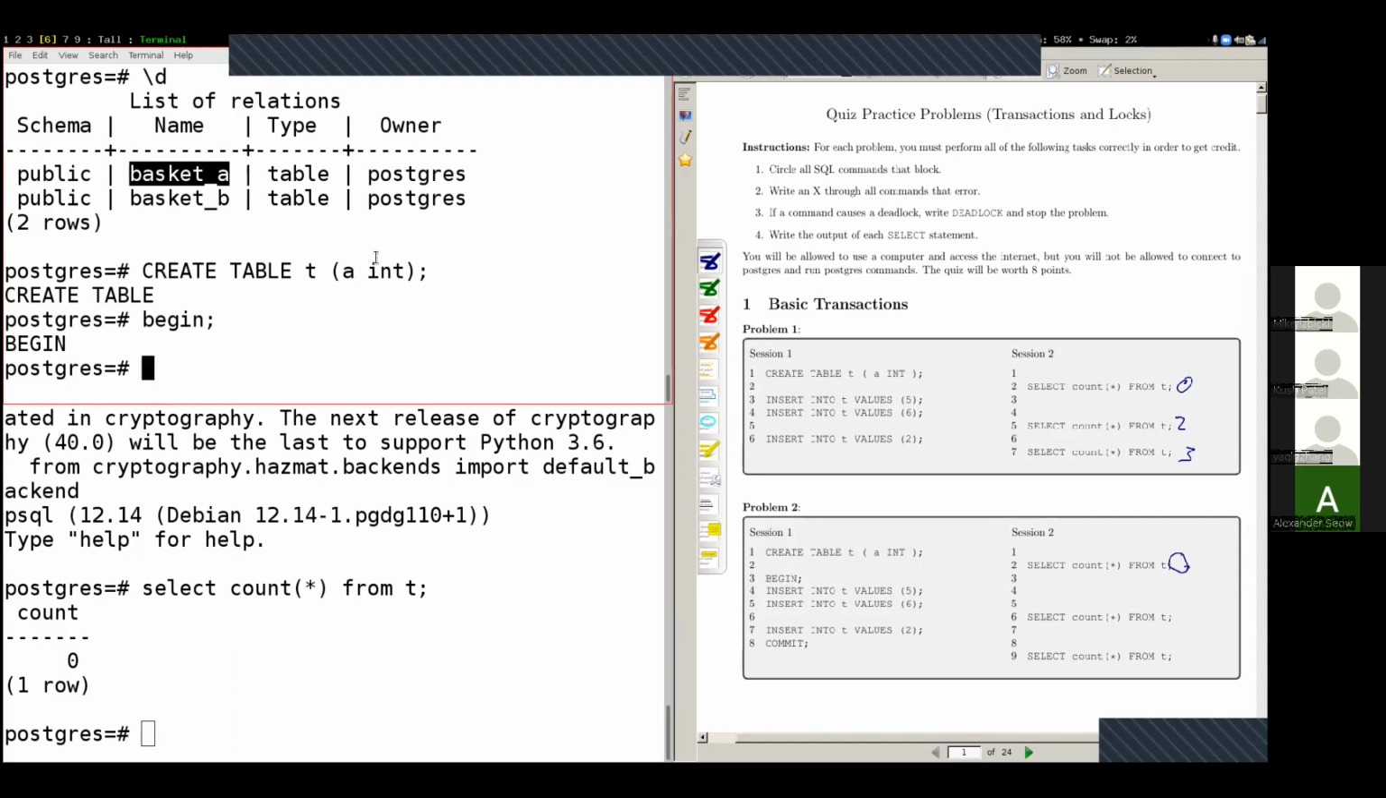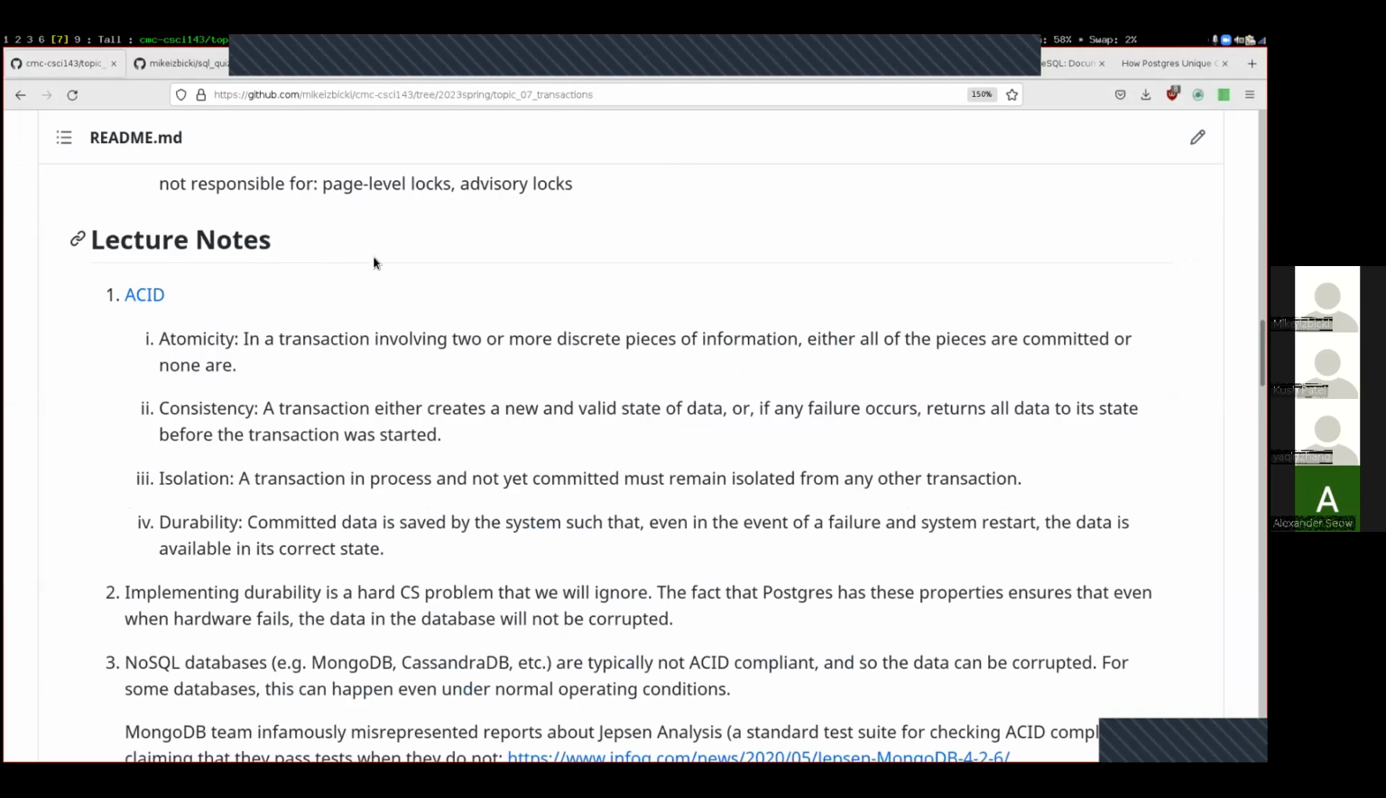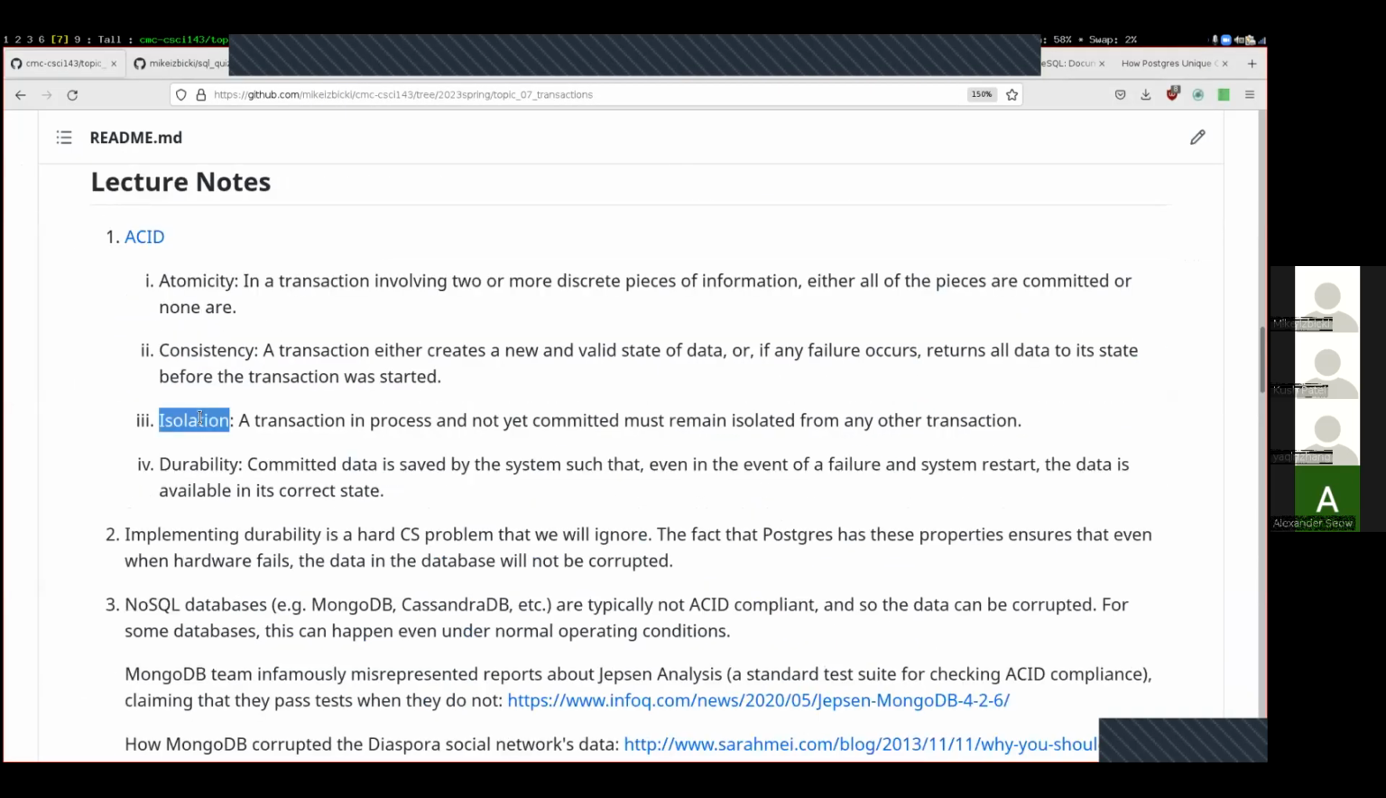And the key thing about transactions at this point is this I word, isolation. That's that a transaction that's in process can't interact in any way with any other transaction.